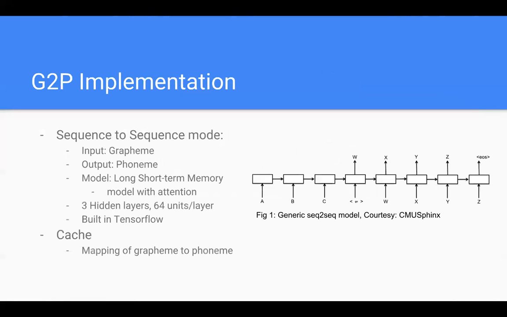So talking about our architecture itself, we trained a sequence-to-sequence model, like I mentioned before, using an LSTM with attention. We used 3 hidden units and 64 units per layer, and this was built in TensorFlow. In order to really speed up the transformation process, we use a cache that just stored some of these transformations that we already use, and then just looked it up based on if someone says it again.